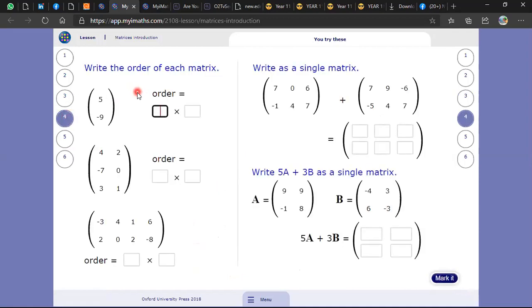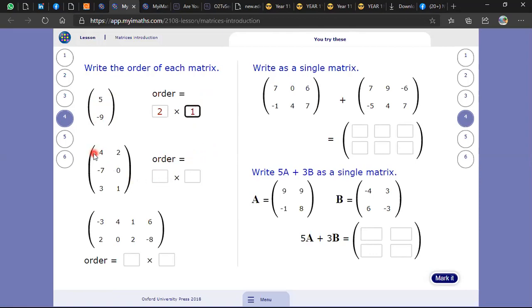Now, let's try to write the order of each matrix as examples and class activity. So let's take a look at this. This is a matrix here. To know the order of this matrix, what do I need to know? I need to check how many rows and how many columns. So here I have 2 rows, row 1 and row 2. So 2 rows here. Okay, so let me just put that in as 2. And then, of course, I have only one column.